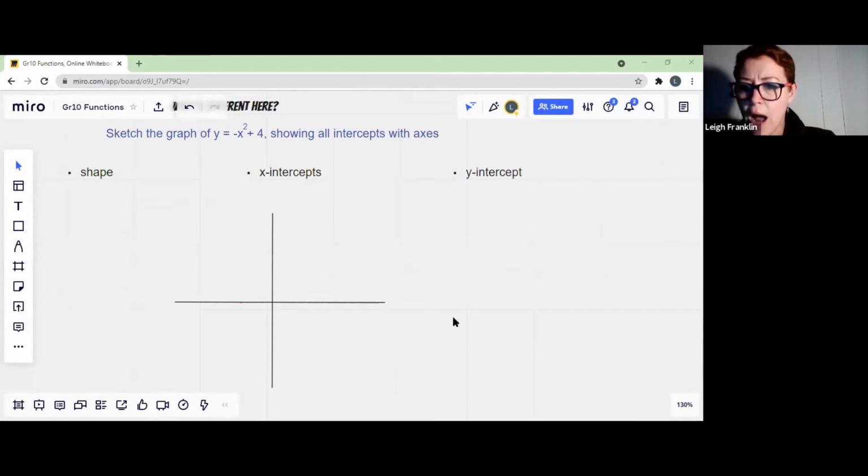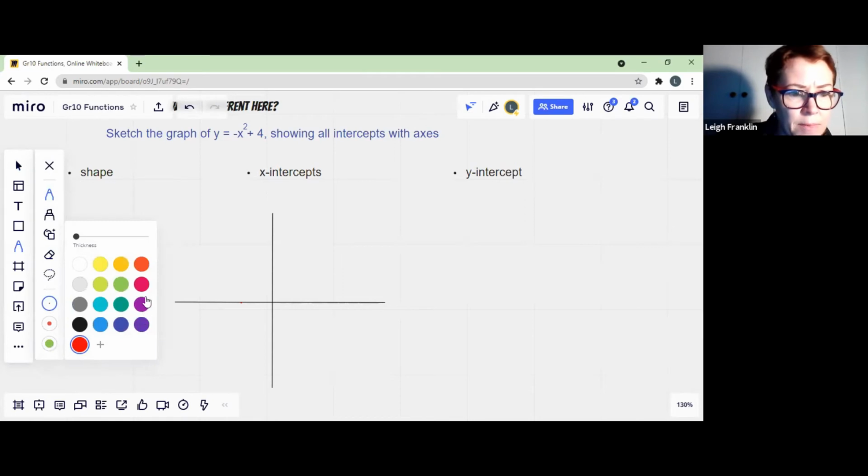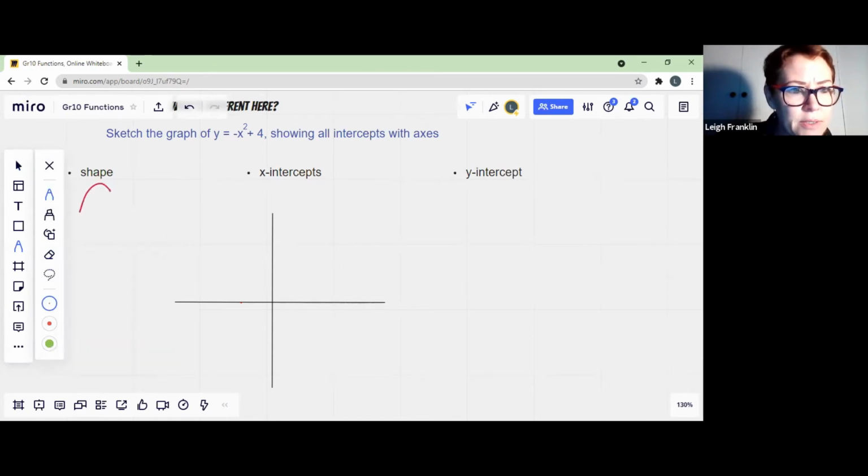Okay, so I'm going to give you a couple of minutes. We've already worked out the shape. We know that it's going to be sad. I'm going to give you 2 minutes and you're going to tell me what the x-intercepts are. Whoever works out the x-intercepts first, I want you to pop it into the chat for me. You're going to work out what the x-intercepts are and pop it into the chat. We know that it is a sad face parabola, so we can put that in the meantime. Sad face.